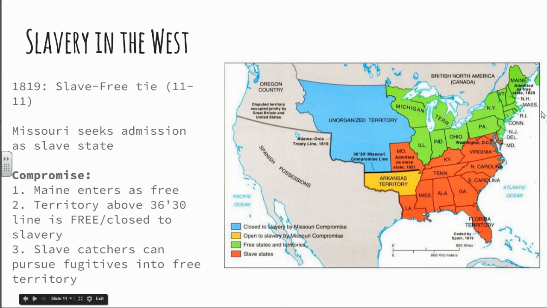Now this compromise, as you can imagine, is not going to last forever. It's going to be superseded by another series of compromises, but this is going to solve that problem, at least for the moment in 1820, and allow Missouri to come in.